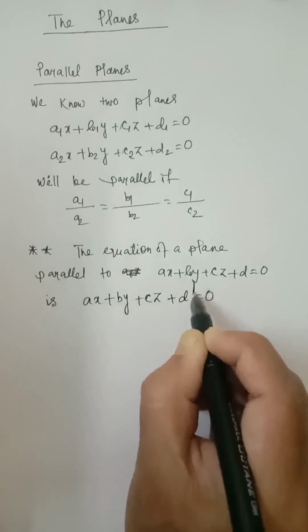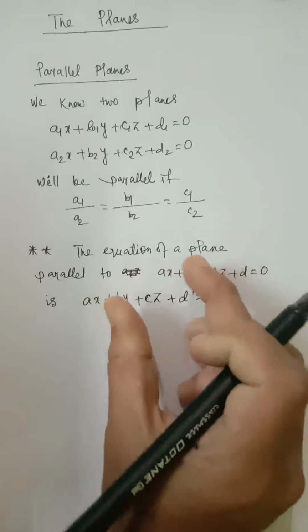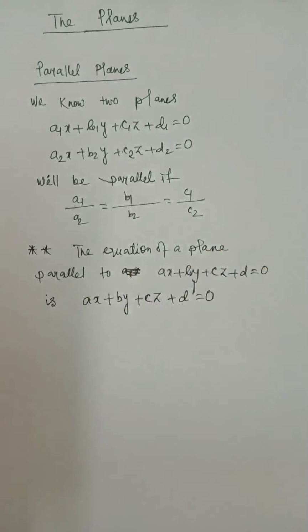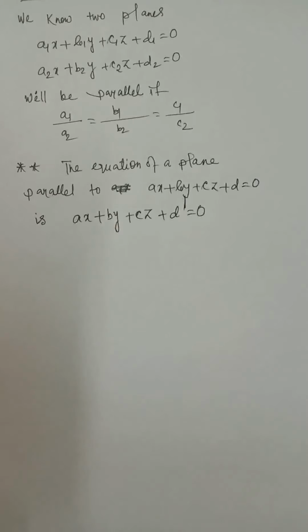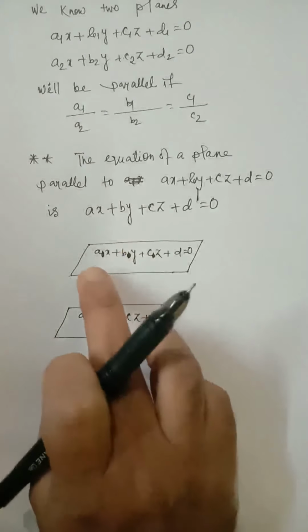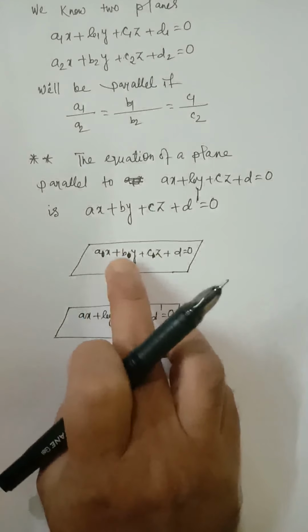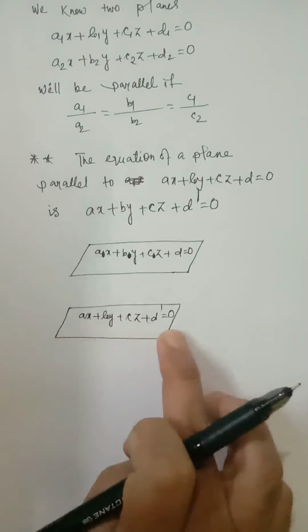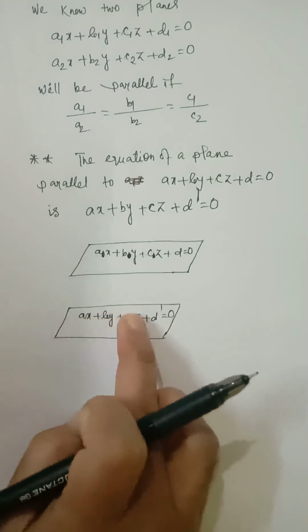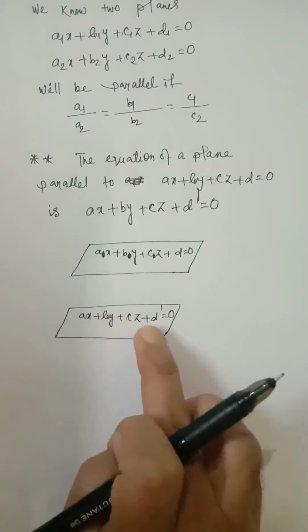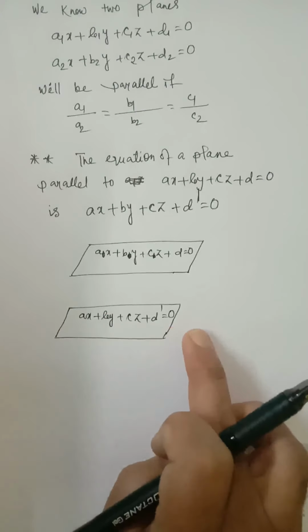So if two planes are parallel, the coefficients of x, y, z in both the equations will be the same. The difference will be in the constant terms. Suppose these two are parallel planes. Suppose the equation of the first plane is ax plus by plus cz plus d equal to 0. Then in the equation of the second plane, you can see the coefficients of x, y, z will be exactly the same, ax plus by plus cz. The difference will be in the constant term.